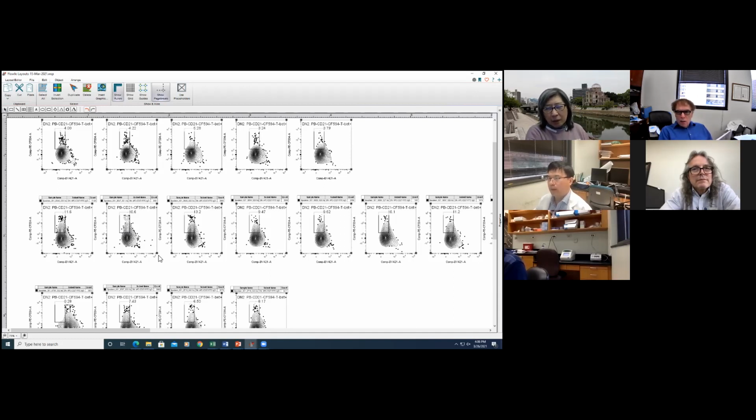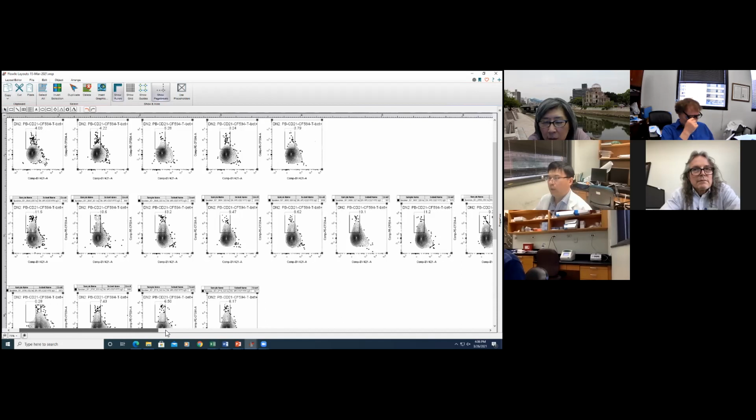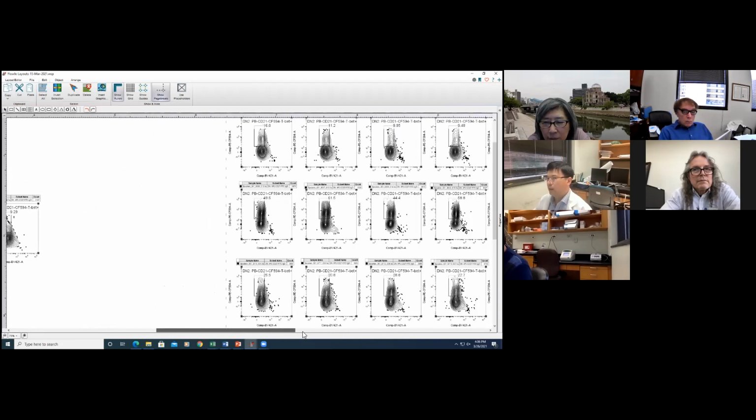So you didn't do a CD11c for mouse? I did. So how does it look? Because in PBMC you just don't see CD21 positive cells in mouse, not like human.